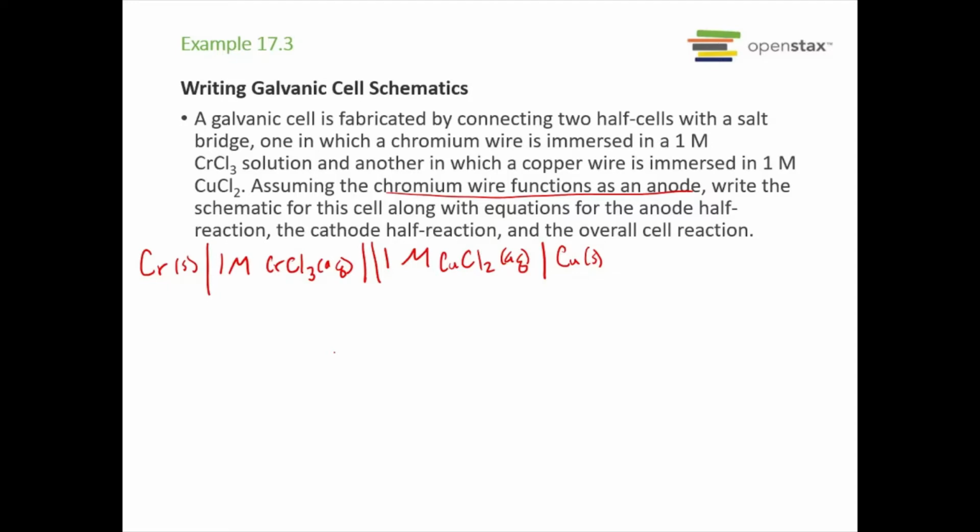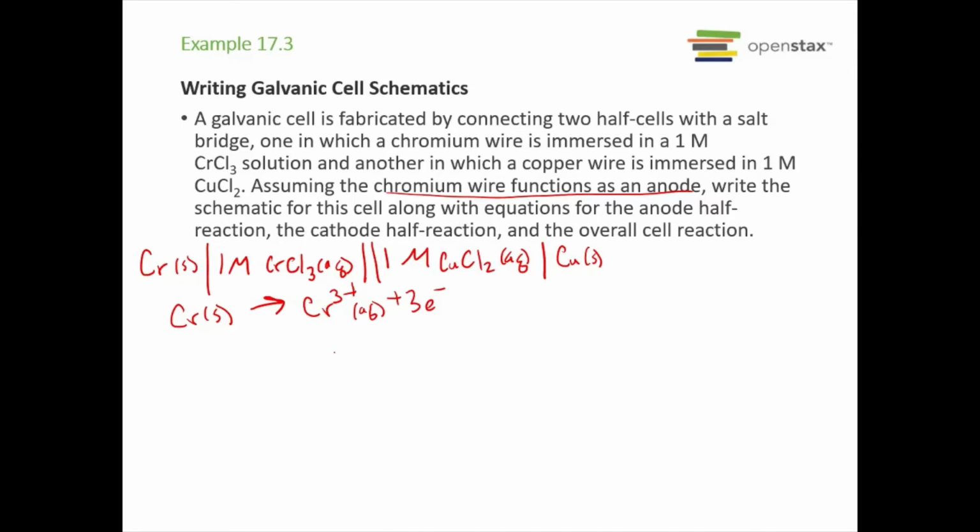So by writing this cell notation, though, we can go ahead and write our half reactions because now we have it compartmentalized already. So we know at the anode we have solid chromium that is oxidizing to chromium 3+, and then 3 electrons, right? Because that chromium chloride is broken up, and that chromium has to have a 3+ charge to balance the 3 negative ones from the chlorine.